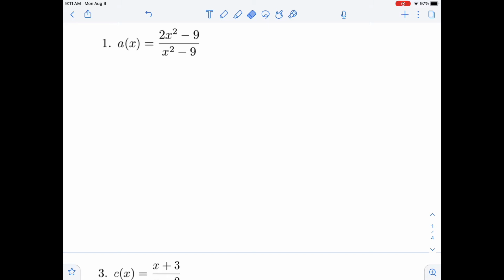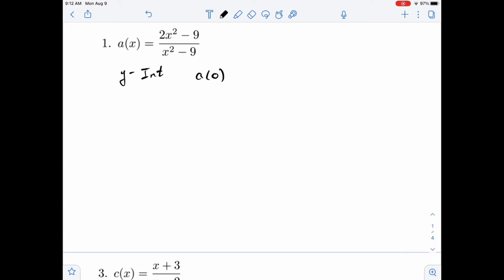So I want to find the y-intercept. Okay, so this time that was the x-intercept. This is the y-intercept. Well, what is the y-intercept? It is the value of the function when x is 0. So essentially, the y-intercept is a of 0. It is the value of the function when x is 0.